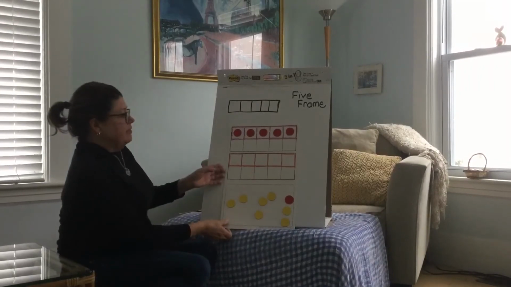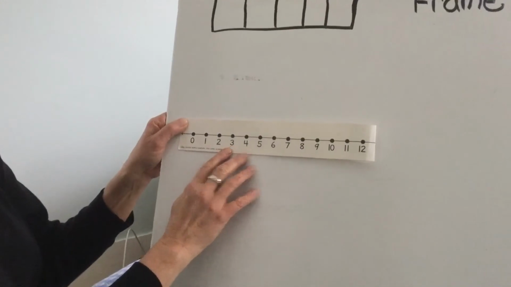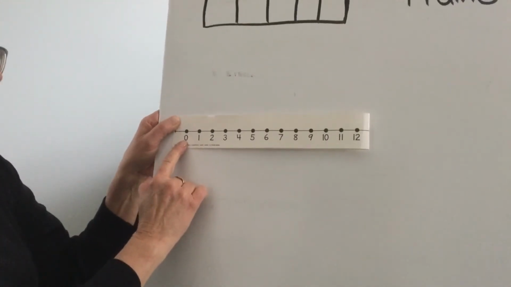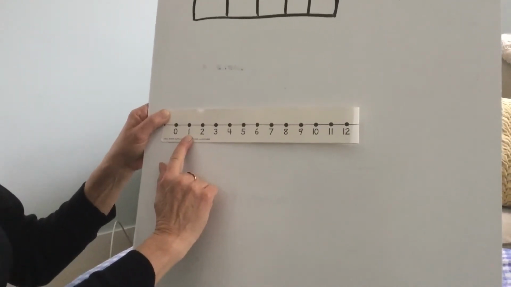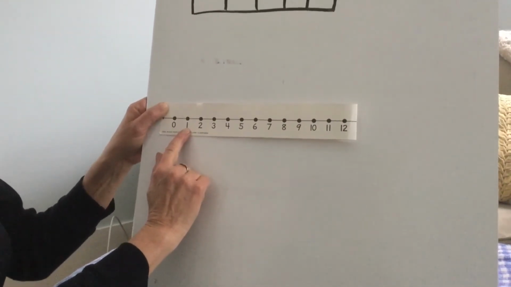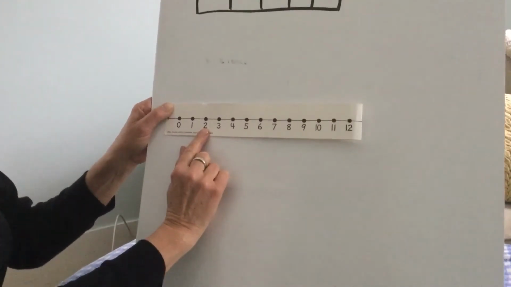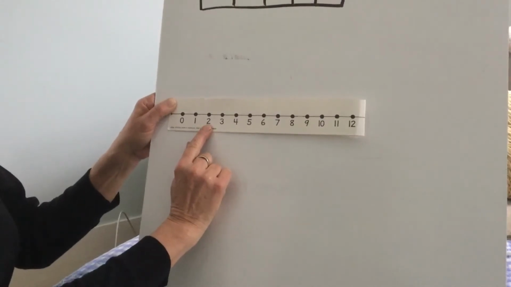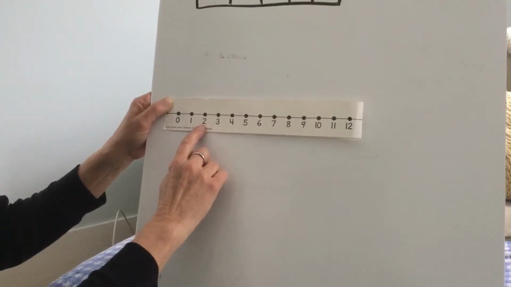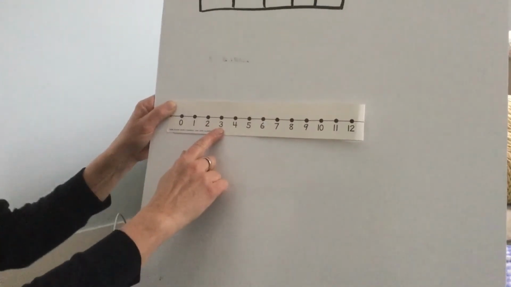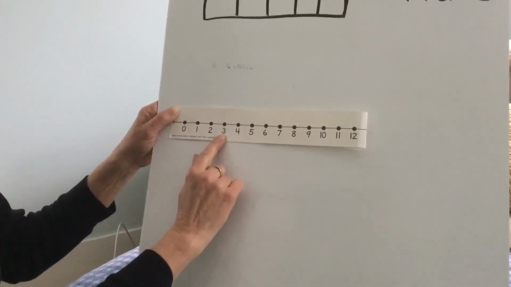I'm going to show you what this looks like with a number line. Here's a number line. Let's start with 0. What's one more than 0? 1. 1 is one more than 0. What's one more than 1? 2. 2 is one more than 1. What is one more than 2? 3. 3 is one more than 2.